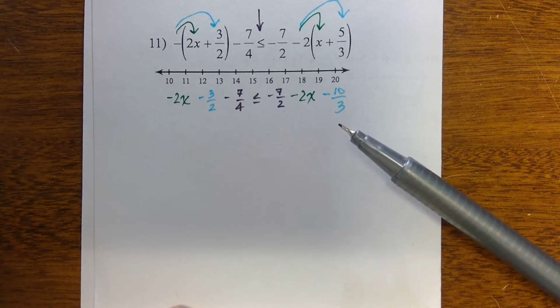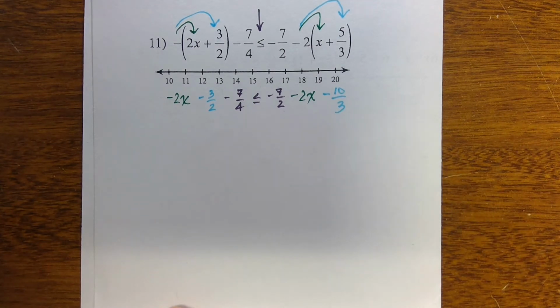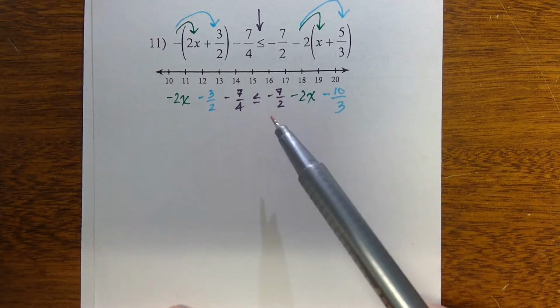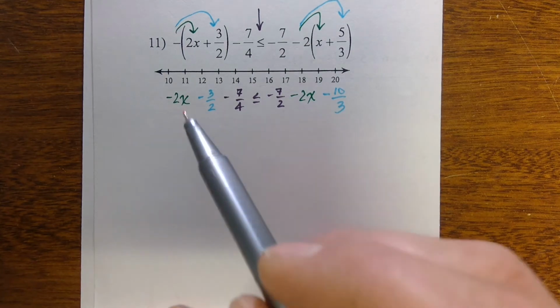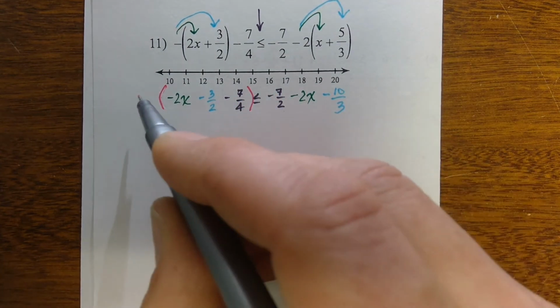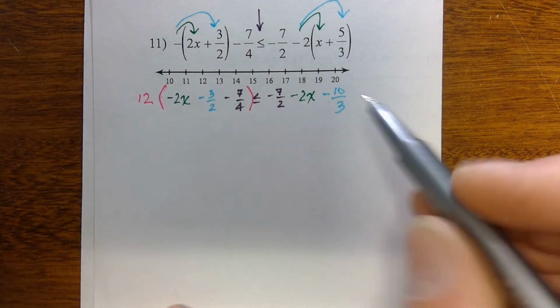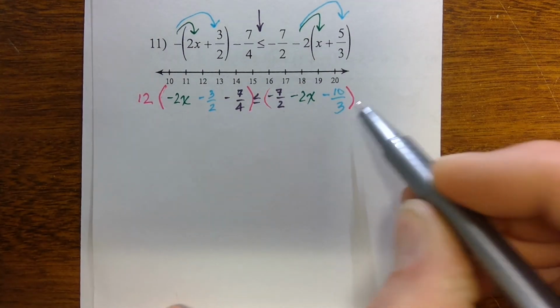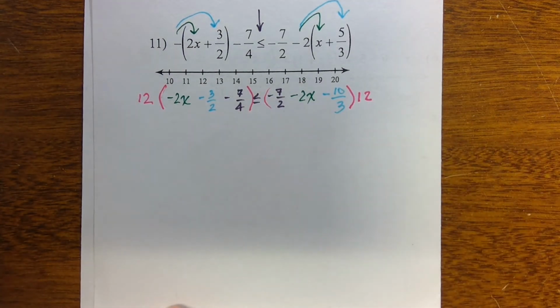So I'm going to try multiplying by 12. 12 is a common multiple of 2, 4, and 3. So I'm going to multiply each side of my inequality by 12. Now remember, you're allowed to multiply by anything you want, any whole number, any fraction, positive, negative, as long as you do the same thing to both sides.